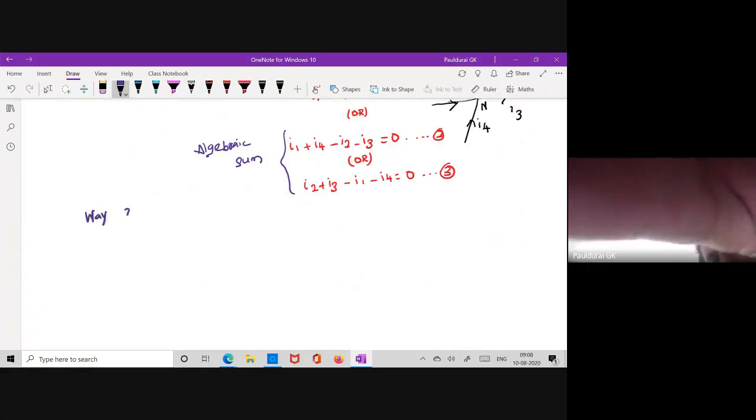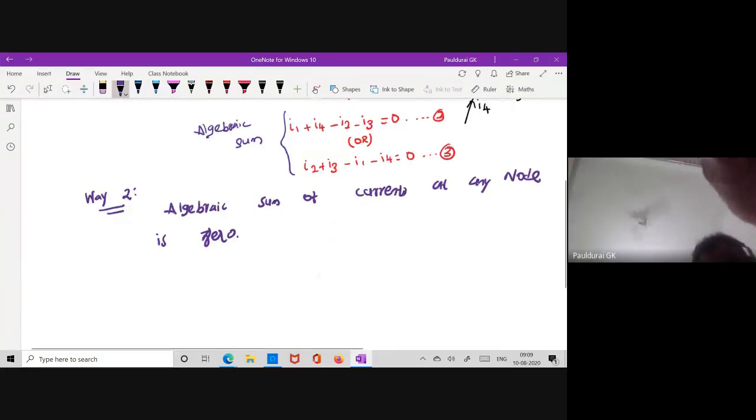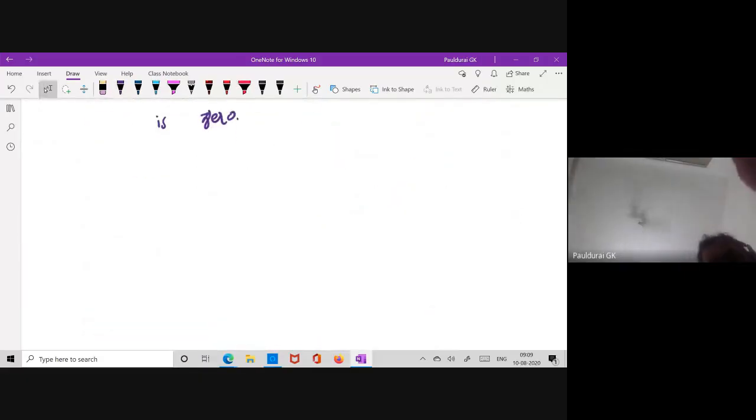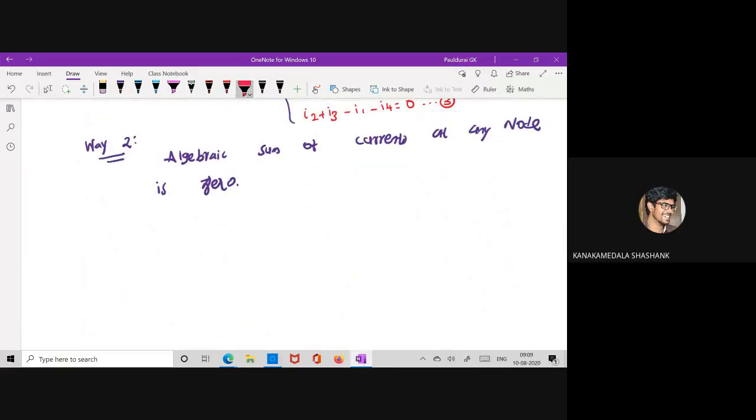So how will you define KCL in another way? Let me define by using way 2. Algebraic sum of currents at any node is 0, right? So what do you mean by algebraic sum? What do you mean by algebraic sum from the KCL point of view? Taking magnitude with the signs, either entering positive, leaving negative, or entering negative, leaving positive.